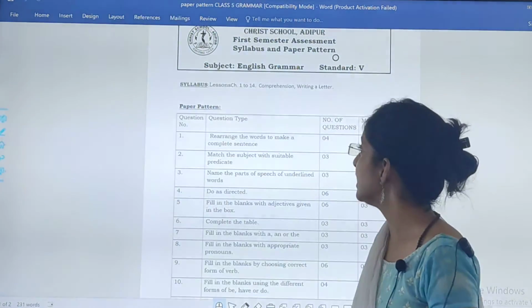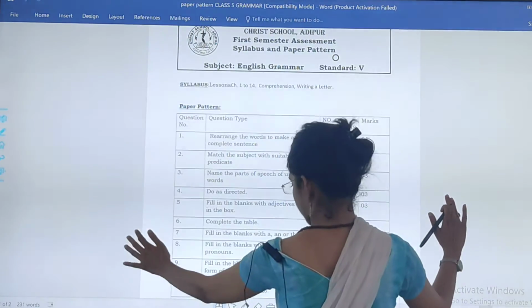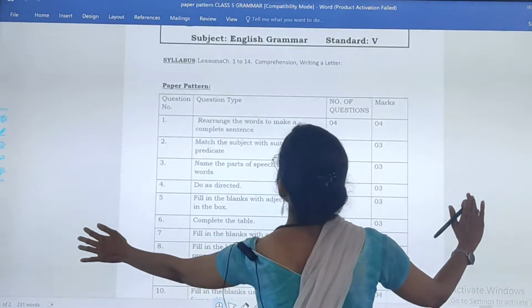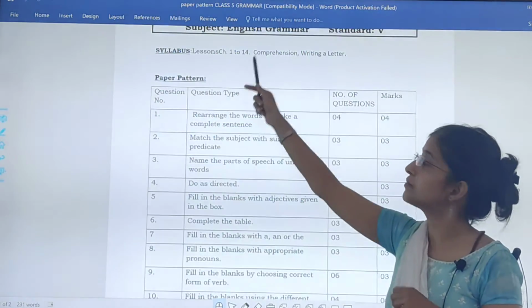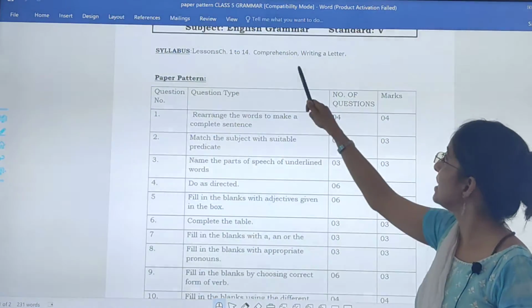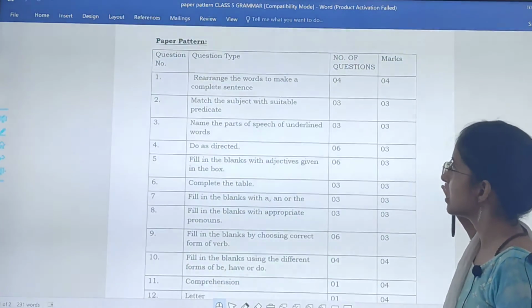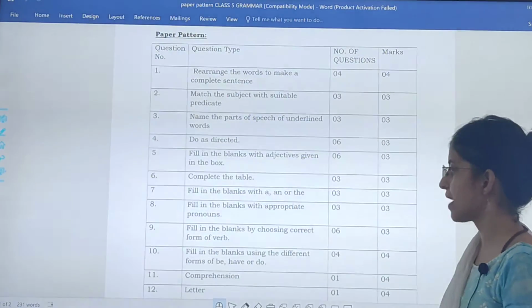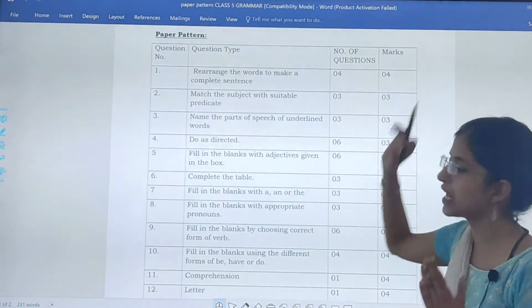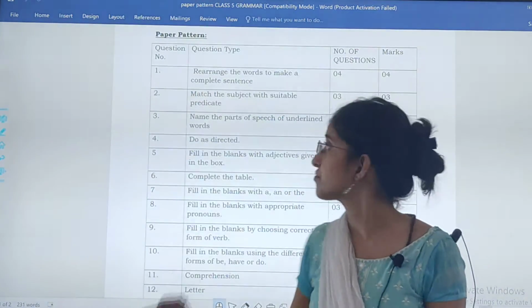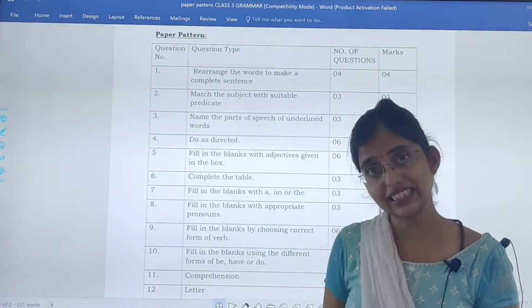First we will see the syllabus and paper pattern. Now, is it visible? Syllabus: chapters 1 to 14, comprehension and writing a letter. This is your syllabus. Now comes the paper pattern. Question number, question type, number of questions and marks. Everything is mentioned. The first question will be: rearrange the words to make a complete sentence.